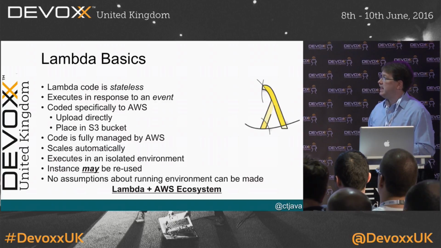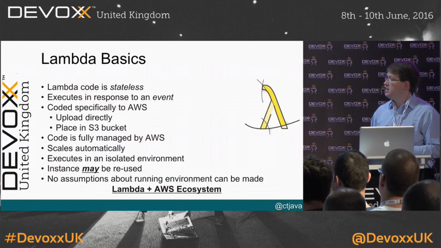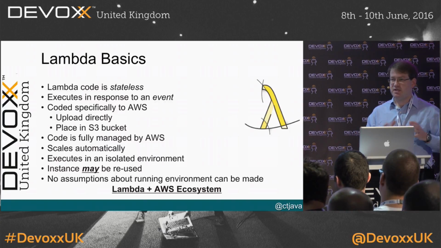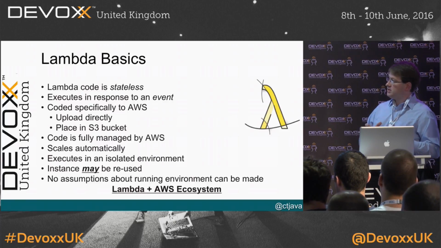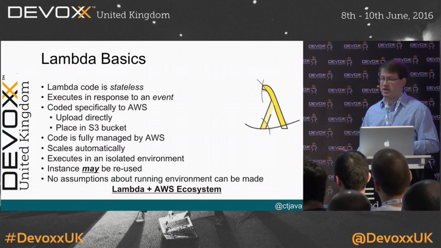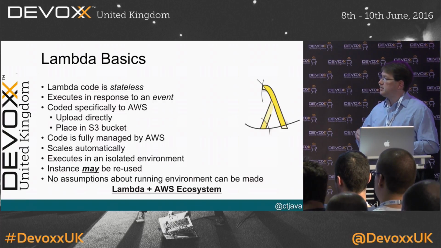So, Lambda basics. Lambda code is stateless. It executes in response to an event. You code specifically to AWS, so this is not a standard, and you can't necessarily take your code and run it on another cloud provider currently. How you get the code up to Amazon is you either upload it directly or place it in an S3 bucket. The code is fully managed by AWS once it's up there.